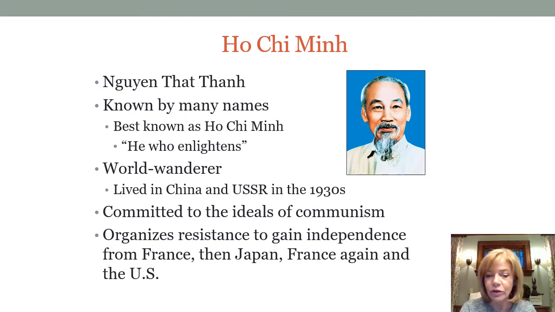He was a world wanderer. He had gone to China, he had gone to the USSR, he had even been in the United States. But communism and socialism appealed to him. Most people in Vietnam lived as peasants, and he thought that communism would be good for the people of Vietnam, right? So he organizes that resistance, as I said, against first the French, then the Japanese, then the French, and then the United States. And now we're going to see how all of that played out.